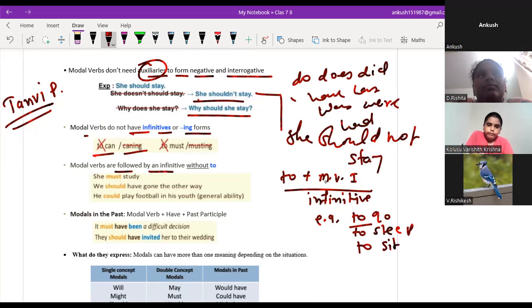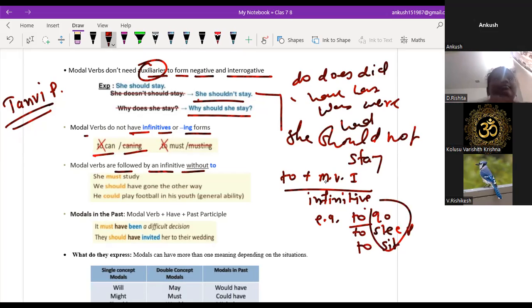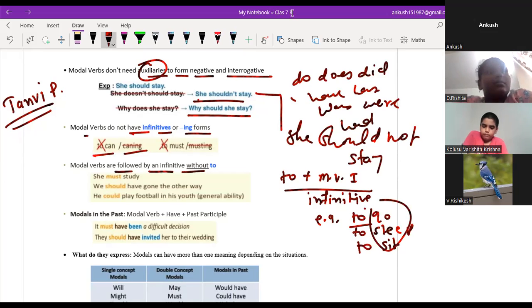Modal verbs are followed by an infinitive without to. Infinitive without to, in the sense that these verbs do not carry to with them. For example, this is the example: She must study. Is it written like she must to study? No, it is not written like that, right? So that would be incorrect if it is written with to.